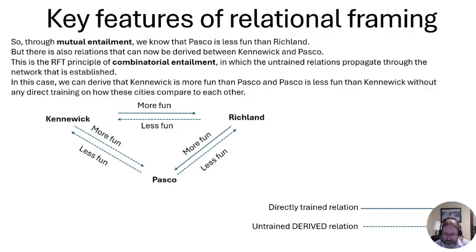And this is the RFT principle of combinatorial entailment. It's basically where these untrained relations are going to propagate through the network that's established. So it depends on the kind of network that is established. If it's not clear how the relations are going to propagate, then we won't see it. But in this case, we've got one that Kennewick is more fun than Richland, and Richland is more fun than Pasco. So we know, right, by combinatorial entailment, that Kennewick is more fun than Pasco, and Pasco is less fun than Kennewick. And so those are our untrained derived relations.